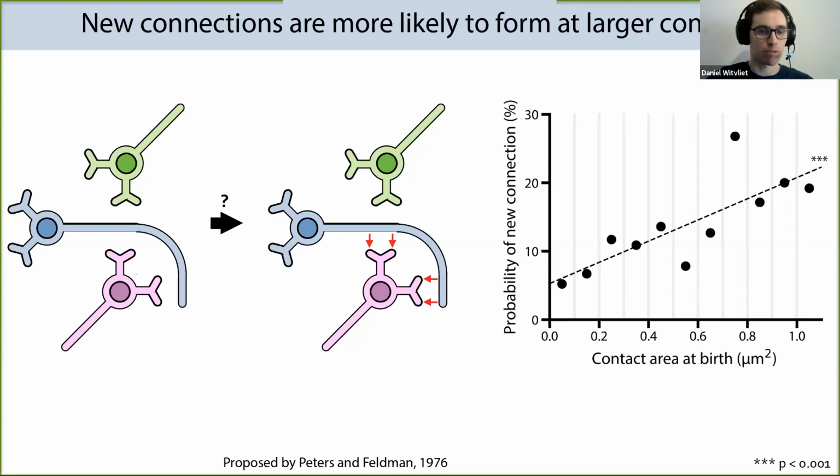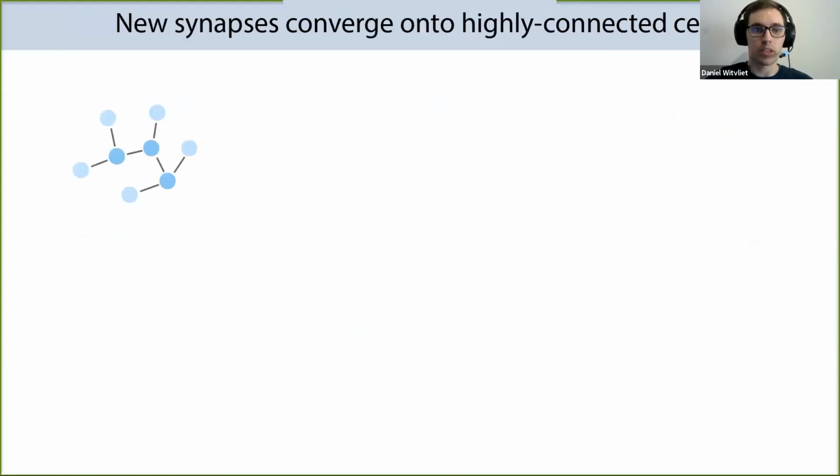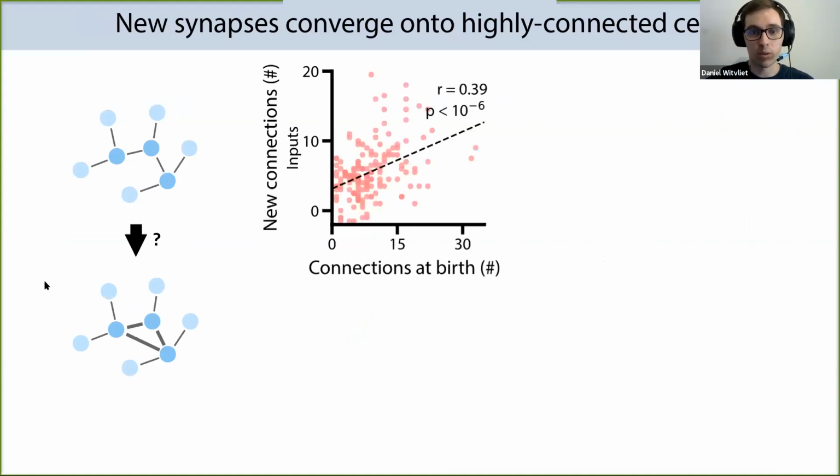And a second form of non-uniform synapse addition was evident if we look between individual neurons. So from birth, it was already evident that some neurons had more connections than others. So we considered the possibility that some neurons were simply more likely to build new synapses, in which case these highly connected neurons would disproportionately make more new synapses compared to other neurons. This idea is also known as the rich get richer. So consistent with this idea, we found that the number of connections that a neuron had at birth correlated with the number of new input connections they received later in life.